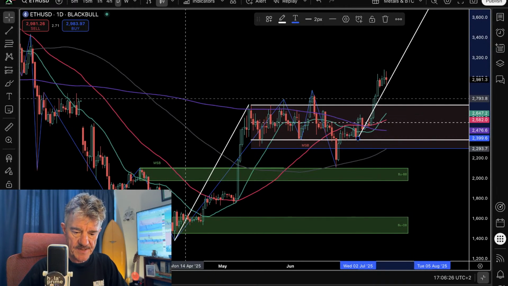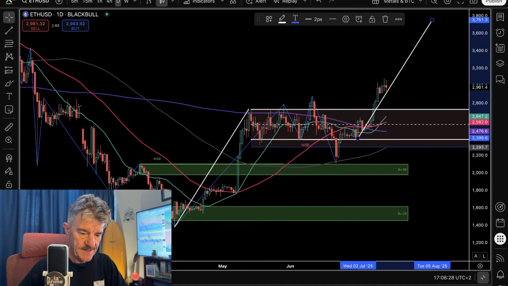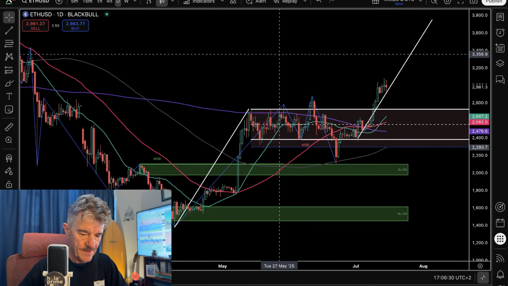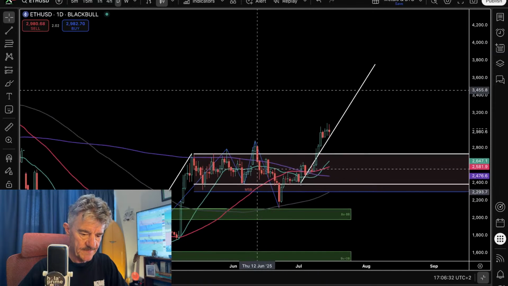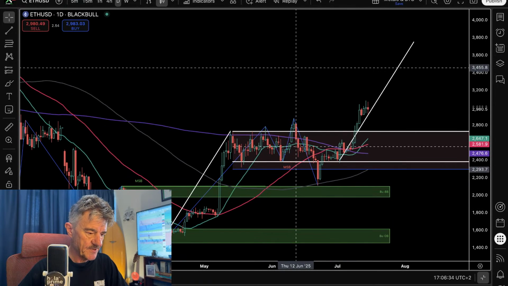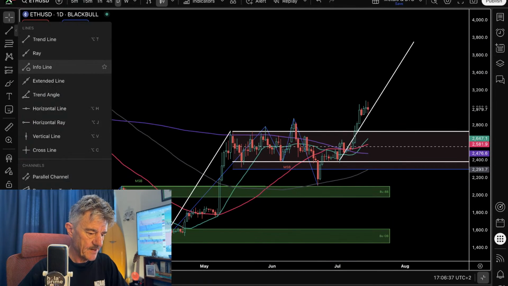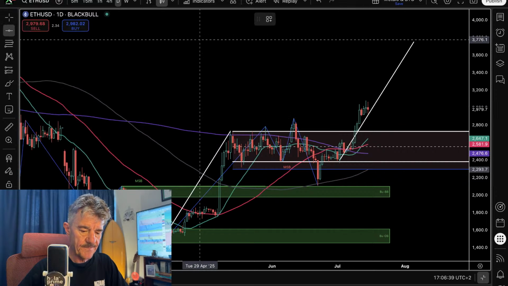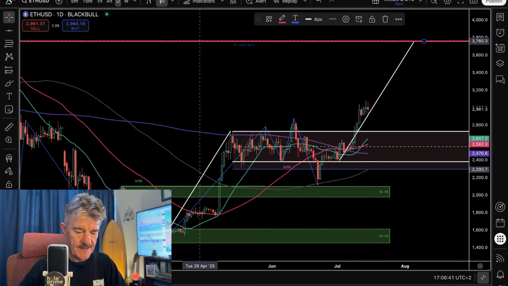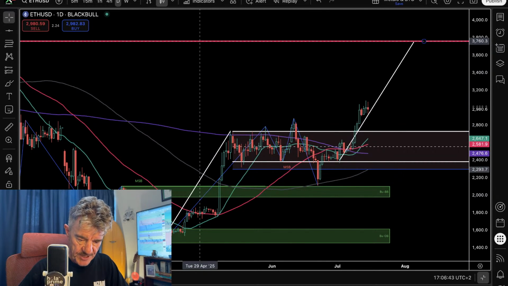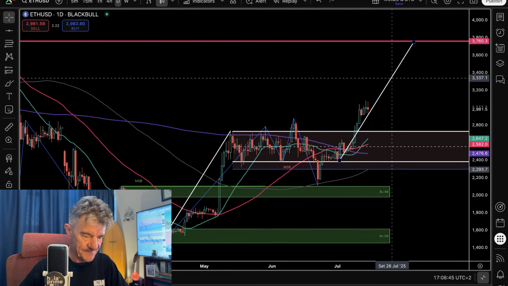So now we can set a new target. Now that the weak hands have been destroyed, cleaned out, we can set a target, and I'm just going to draw another horizontal line at the top of this line here. So now we have an angle and we have a target. This is not a trend line. This is a gradient line. It's a very big difference.